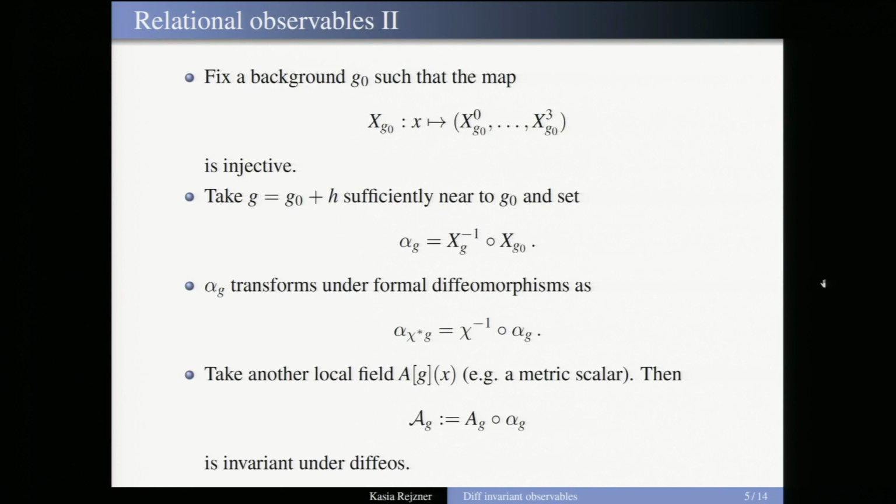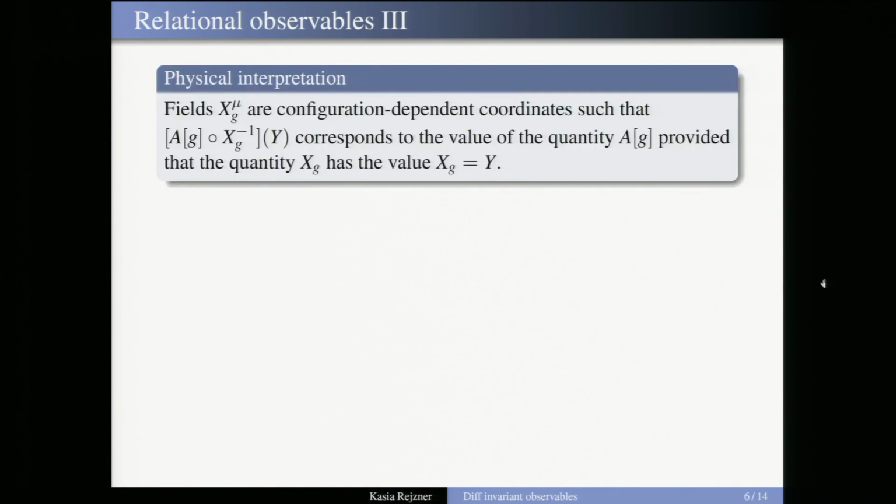Now I take another local field. This can be strictly local, the most stupid field I have in my theory, and it had better be a scalar because they transform nicely. Then compose it with this alpha_g. So with this combination, under coordinate changes, this is now diffeomorphism invariant. Why? Well, the scalar itself transforms with the diffeomorphism from the right, and this transforms with the inverse diffeomorphism from the left. So they cancel. So I have a diffeomorphism invariant observable, which is terribly non-local by now. But let's try to see what we can do with it.